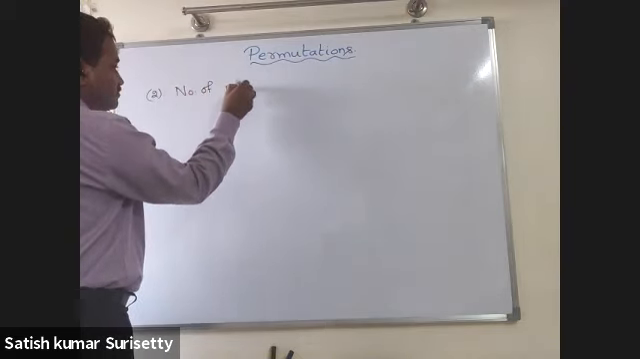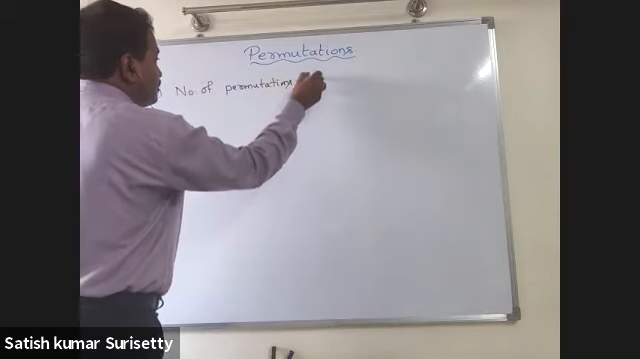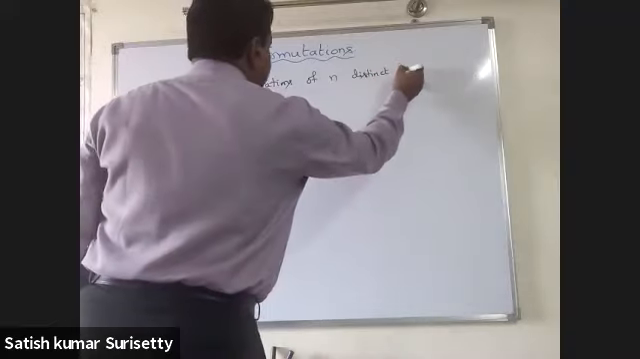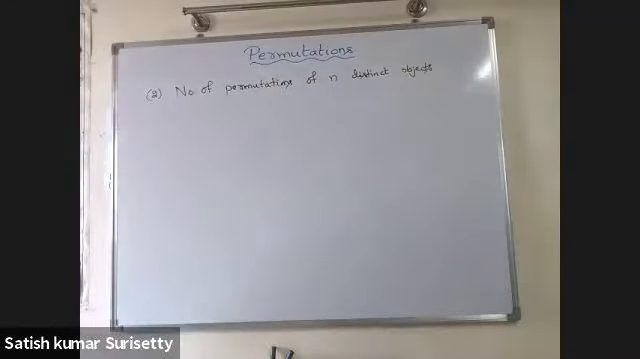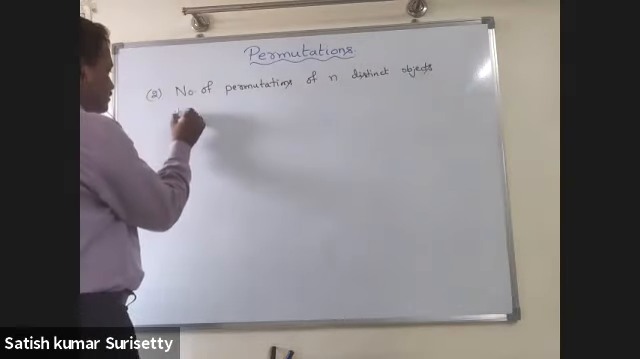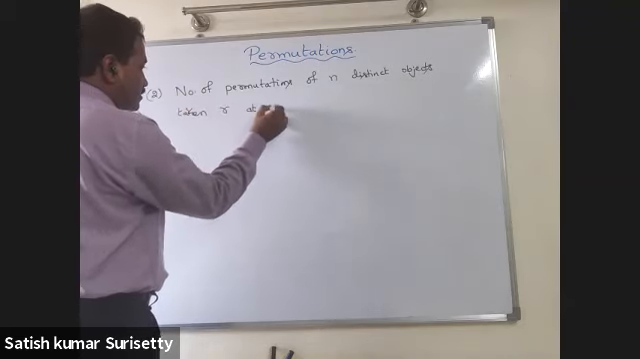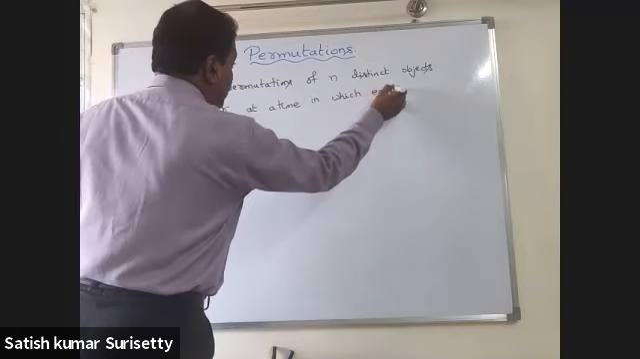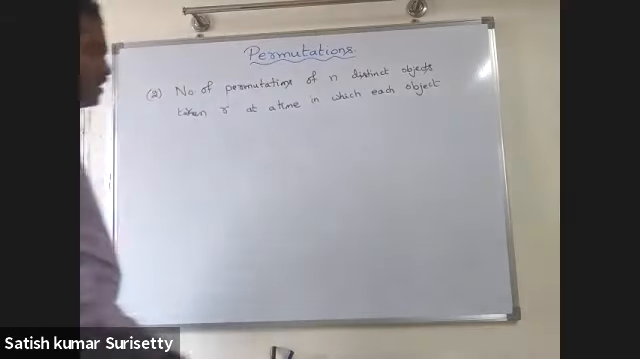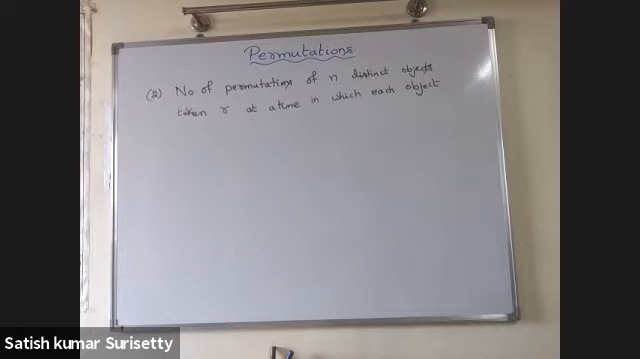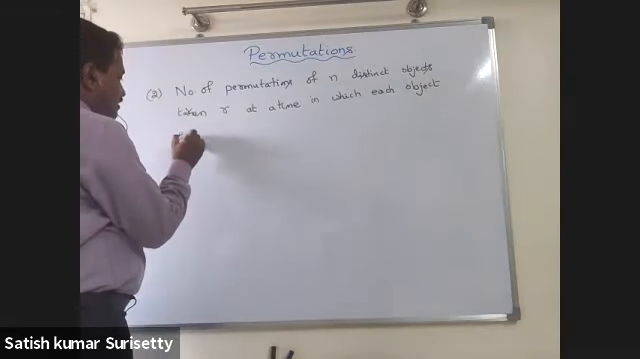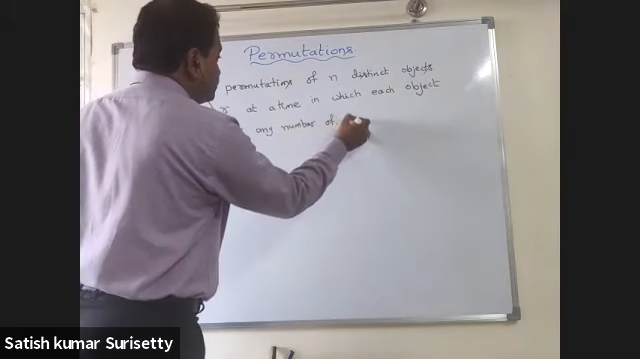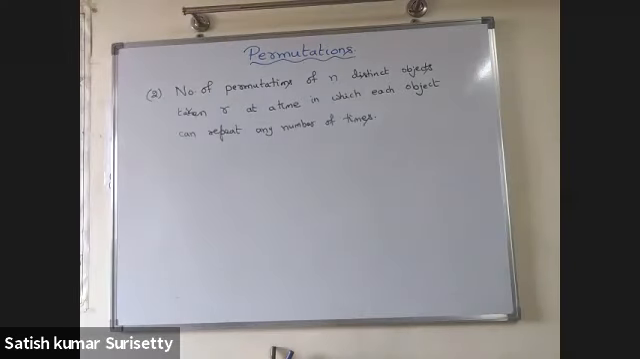Number of permutations of n distinct objects taken r at a time in which each object can repeat any number of times. That is, basically here repetition is allowed.